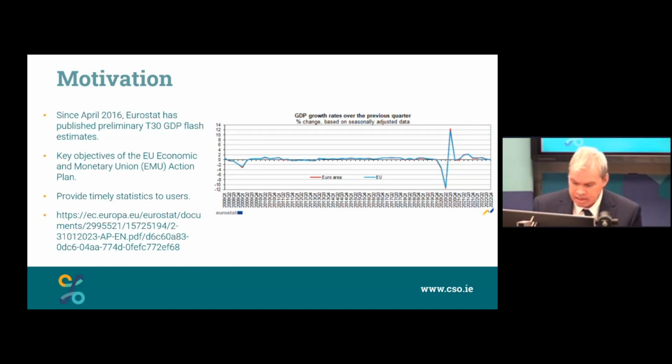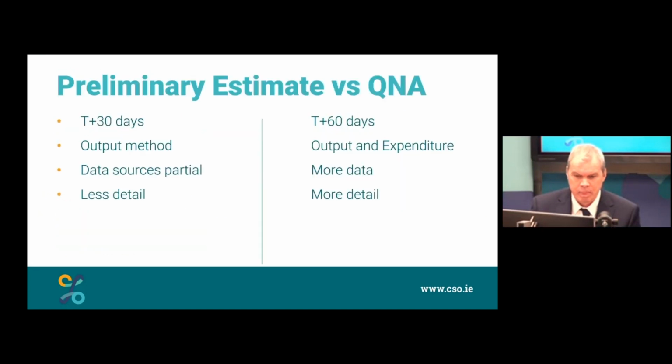I think that's okay, and it fits in with the ESA framework and so on. It's comparable with the other measures that we have in the Q&A that we're talking about here today. So just to talk a little bit about how we do it, it's a preliminary estimate. It's 30 days after the end of the quarter, so there's less data than we would have today at the T plus 60 estimate.